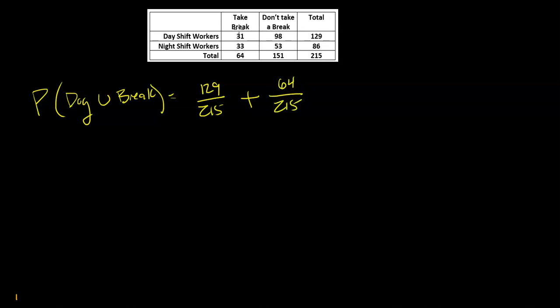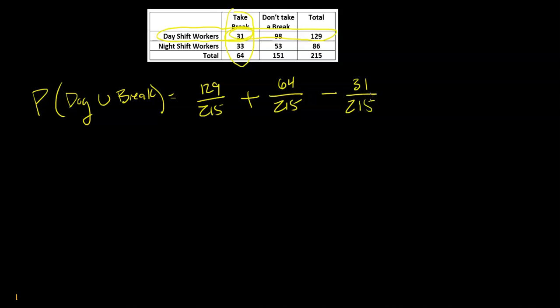But if you think about that, what I did was I took the take a break column and I took the day shift column. But what happened was 31 people got double counted. 31 people got counted because they were on the day shift. 31 people got counted because they take a break. But those 31 people got counted twice. So that's the overlap. I mean, literally look at the two circles I made. That's the overlap. So I'm going to subtract the 31 out of 215.